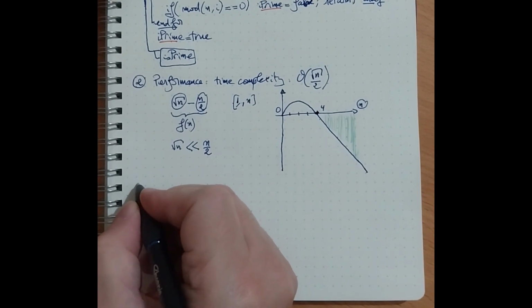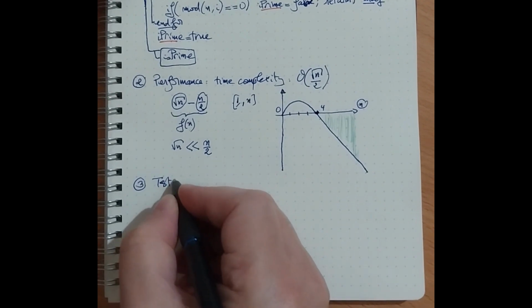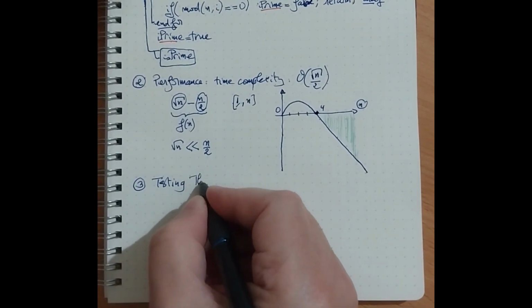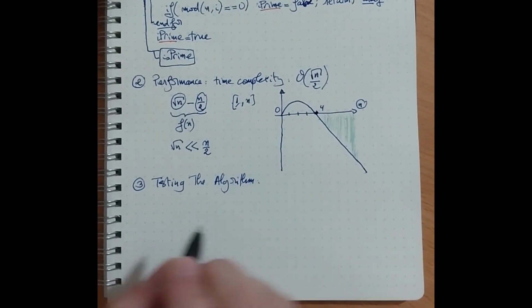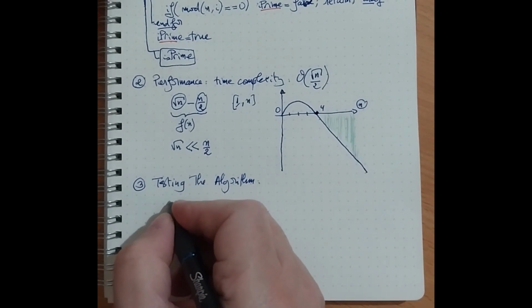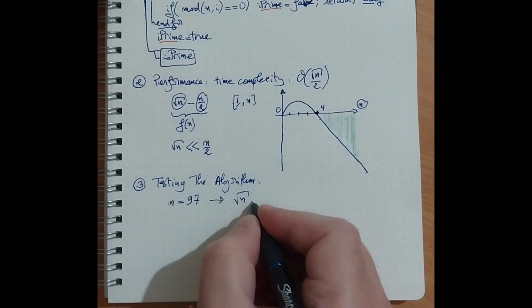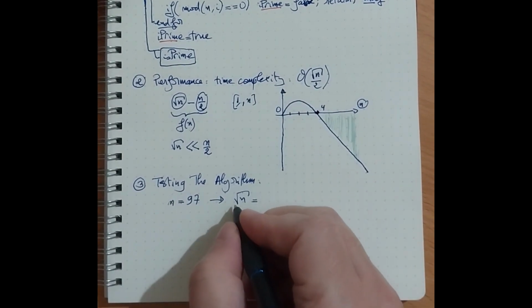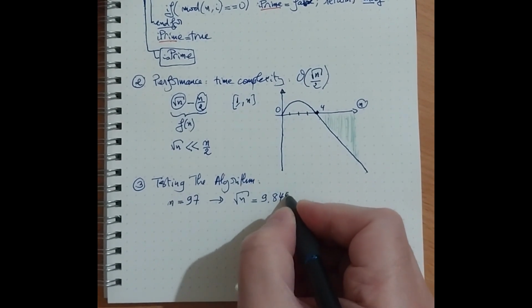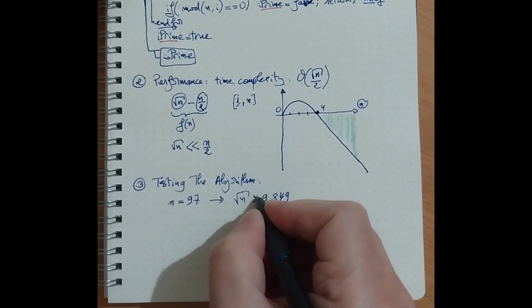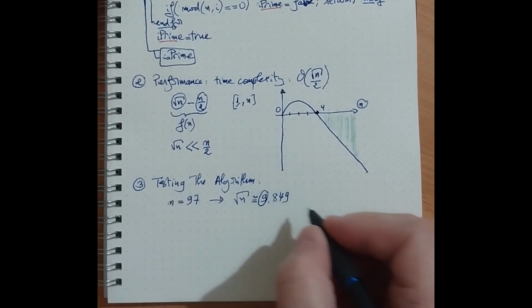And let us make a test here, third point. Let's test our algorithm. Testing the algorithm. We check a sample, for example, n equal 97. We deduce that the square root of n is 9.849, approximately. And its integer part is 9.